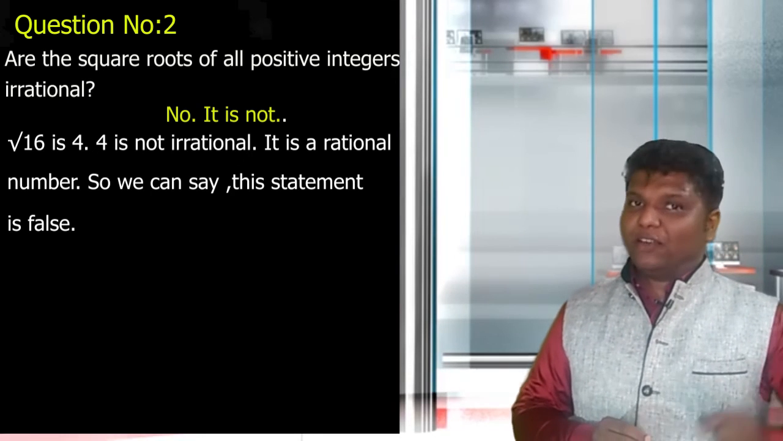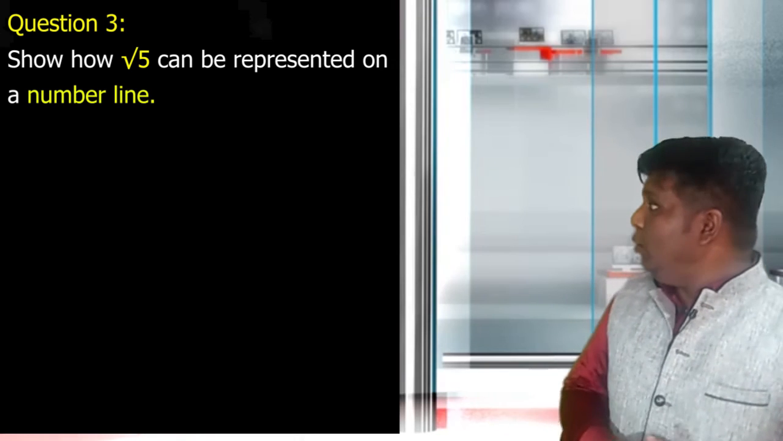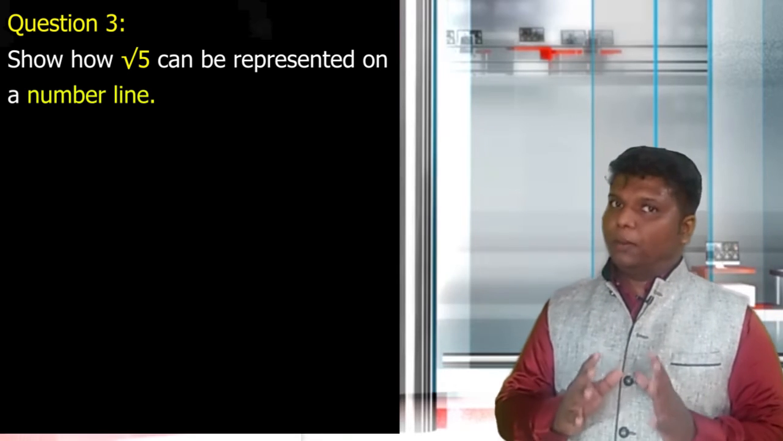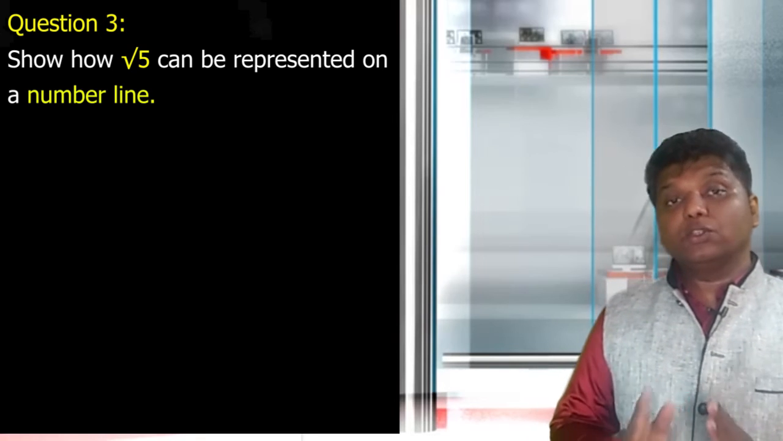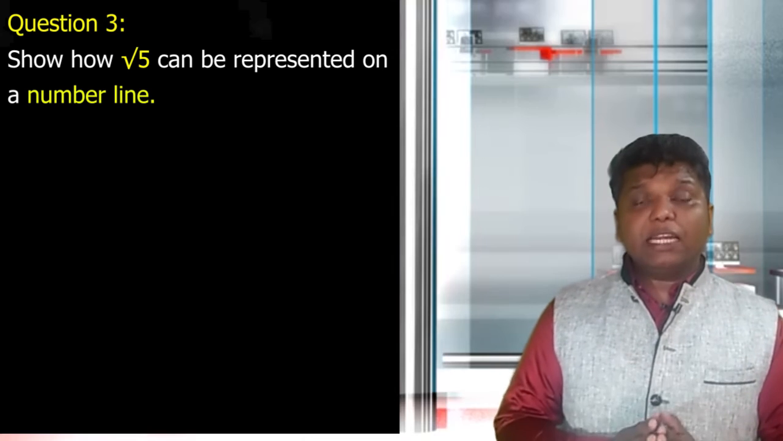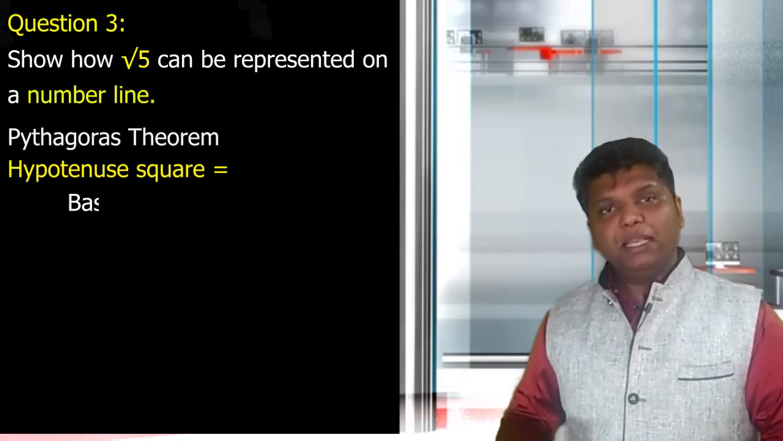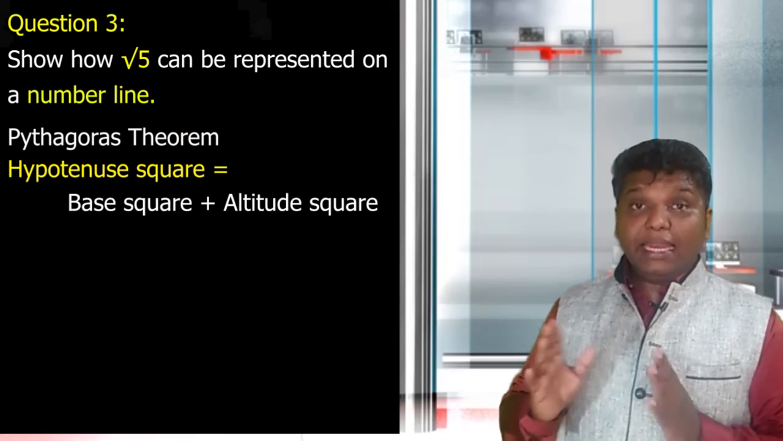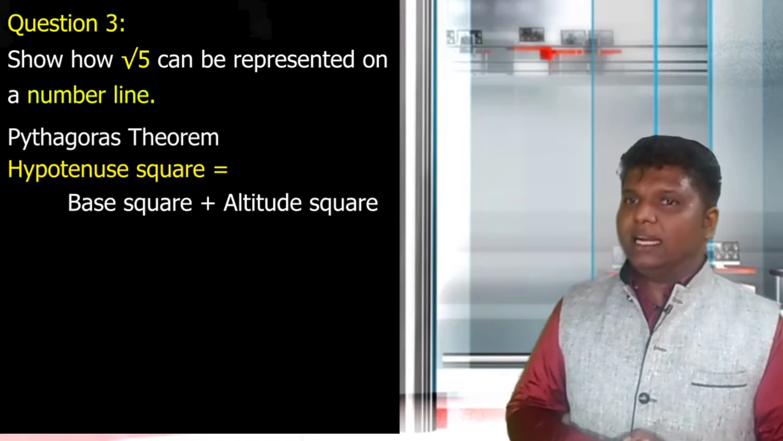Coming to the final question of exercise number 1.1, question number 3. Show how root 5 can be represented on a number line. First of all, I told you how to represent root 2 on a number line. Now let us go to root 5. Whenever we are doing root 2, root 3, root 4, root 5 or anything, forget not, every time we will use the Pythagoras theorem. That means hypotenuse square is equal to base square plus altitude square. Every time we are going to use that theorem to find any irrational number so that we can represent them on a number line. Okay, here let us do this one.